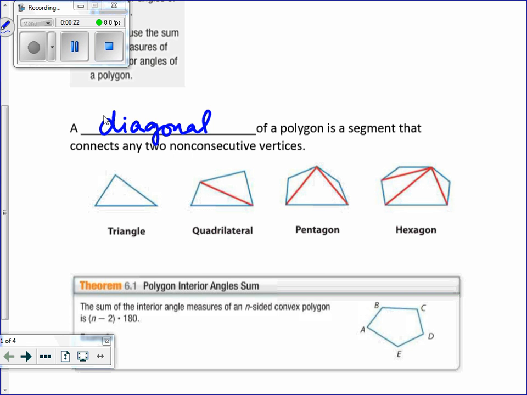So consecutive means one right next to another one. On a triangle, we don't have that. They're all kind of connected. But when we get to a quadrilateral, they've got an example of drawing a diagonal there. In our pentagon, we can see that we can draw two of those in there. They have a couple examples. And then a hexagon. There, you can draw more diagonals than what's shown, but those are just some examples of drawing diagonals.